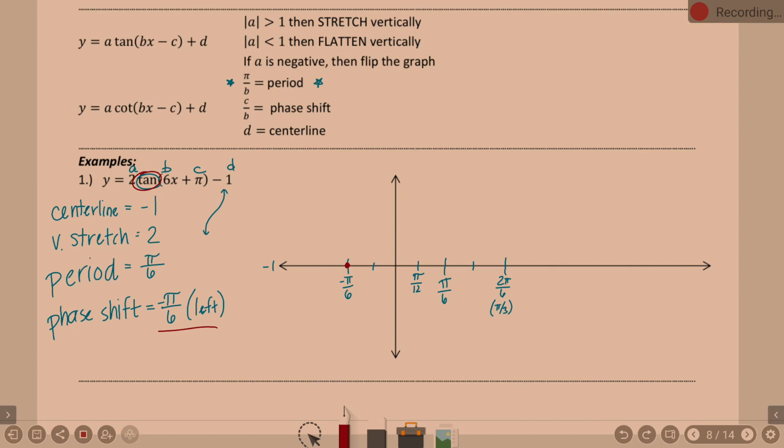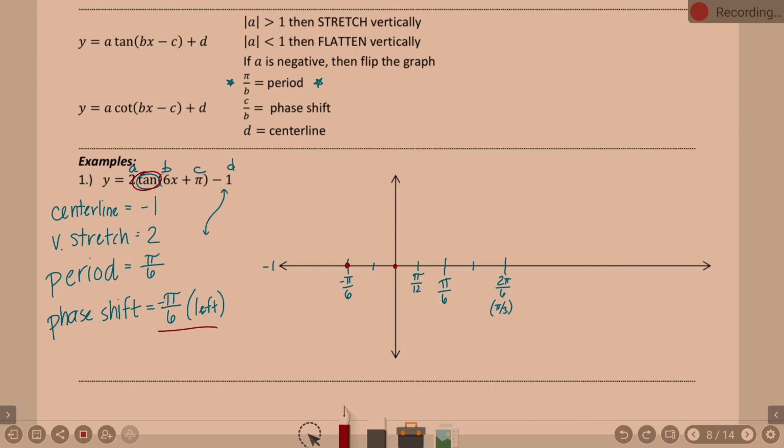How often do I put dots then? Once every period. What's my period? Pi over 6. So once every period, I'm going to put another dot. So right now I have a dot at negative pi over 6. If I add pi over 6, where does that take me? 0? So technically, did I end up with a dot on 0 also? Yeah, I did. And that's only because my period and phase shift are the same. Okay, that's not going to always happen.